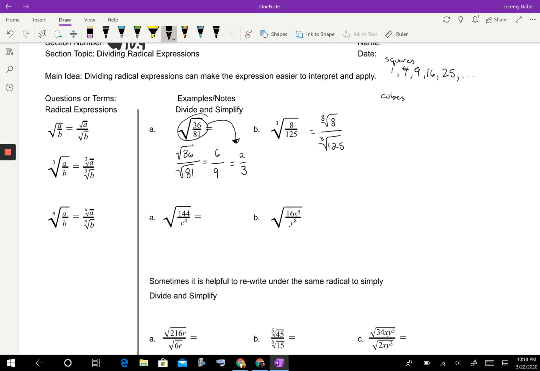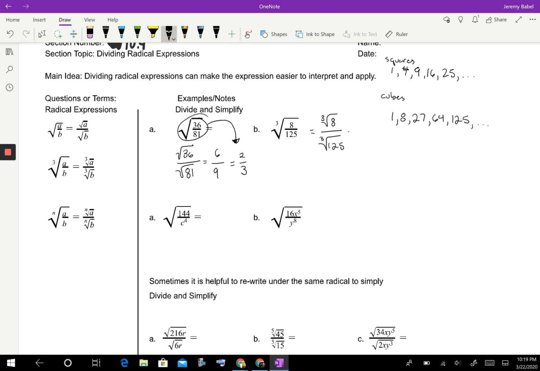1 cubed is 1 times 1 times 1, which is 1. 2 cubed, 2 times 2 times 2, is 8. 3 times 3 times 3 is 27. 4 times 4 is 16, times 4 again is 64. 5 times 5 is 25, times 5 again is 125. And I'm going to stop there because those are the numbers I see.